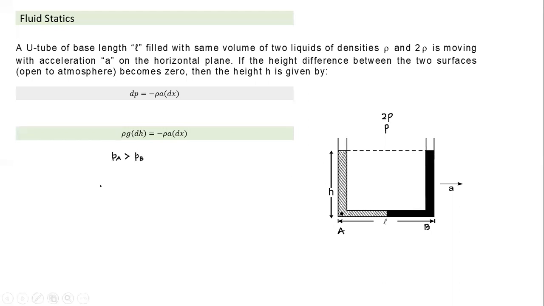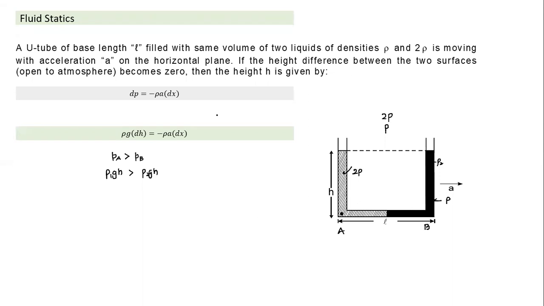And what is pressure at A equal to? Pressure at A equals rho1 into GH, and that has to be equal to, if I call this density rho2, rho2 into GH. Heights are same. So this clearly indicates that this liquid has to have higher density. This has to be 2 rho, and this has to be rho. Then only it is possible.